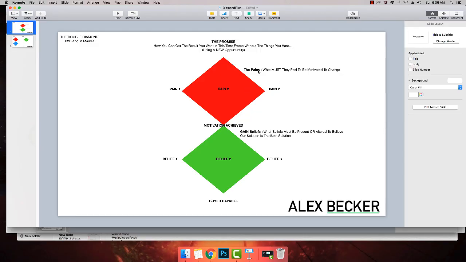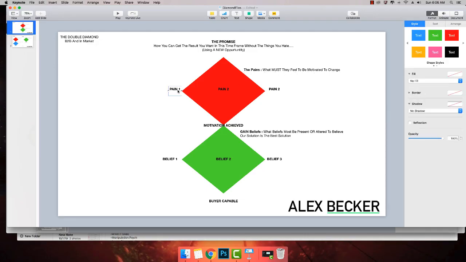So then we need to go through the double diamond and identify the pains. What must they feel to be motivated to change? At Hyros, for example, that they're missing out on massive scale, that they're losing money, and their business is stuck. Go through, identify the pains. After this, they've been motivated. Motivation to change has been achieved. Now we need to identify their gain beliefs. What gain beliefs are: what beliefs must be present or altered to believe our solution is the best solution. So this is really easy at Hyros. Belief 1, they can make a lot more money by unlocking massive scale. Belief 2, they can save a lot of money.